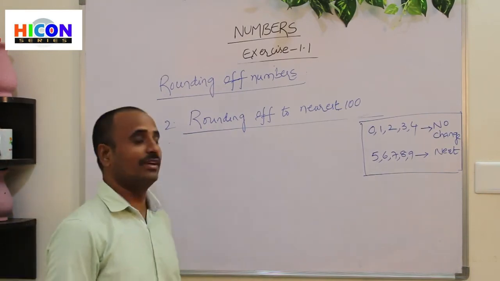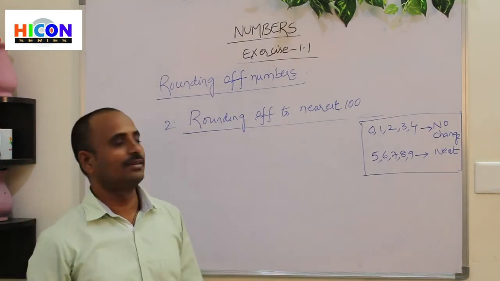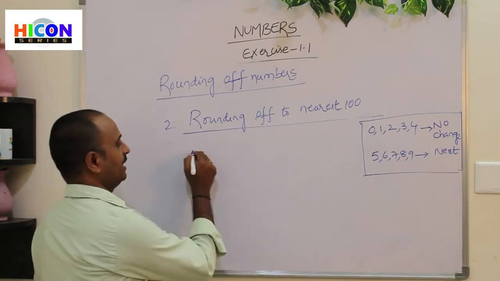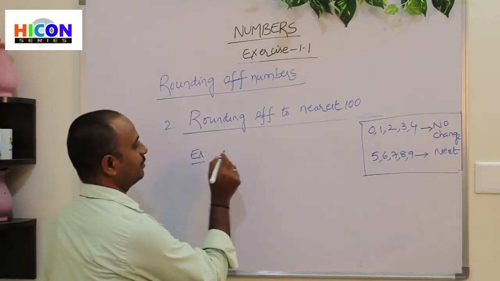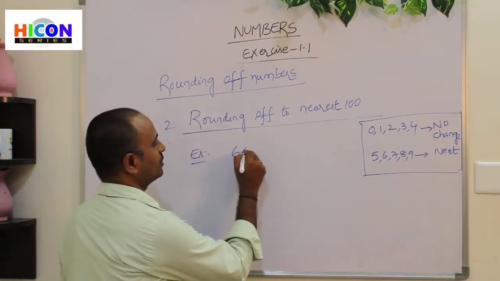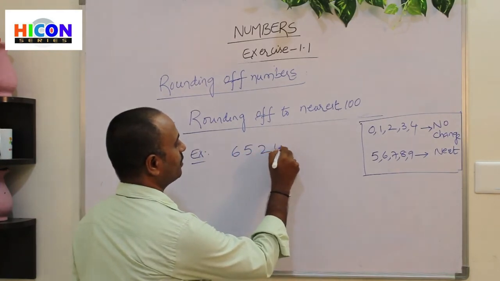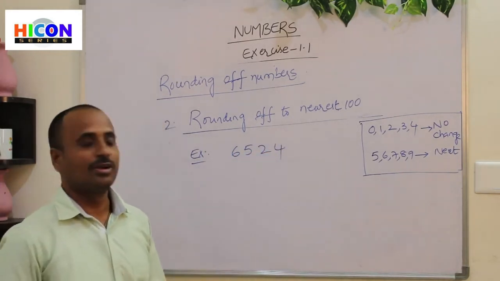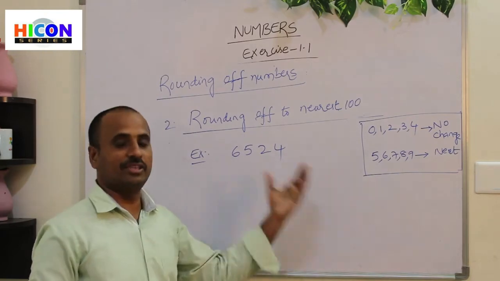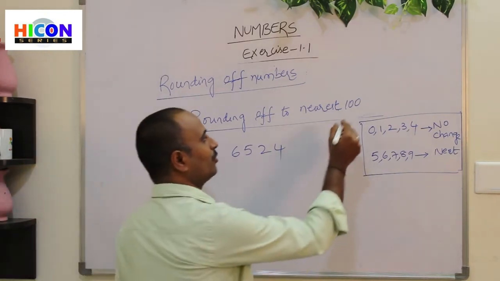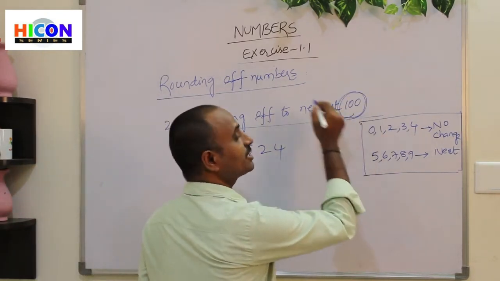So how can we round off the given number to the nearest 100? Let us explain with an example. So children, take an example here. The number is 6524. So this is the number. Now we have to round off this number to the nearest 100.